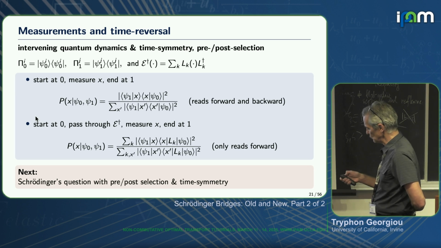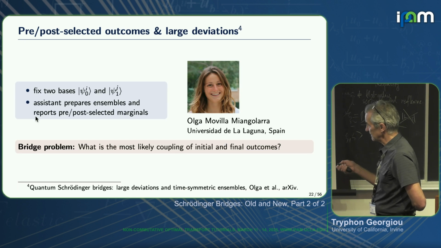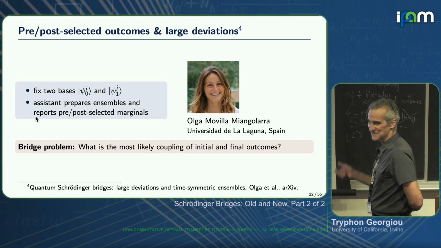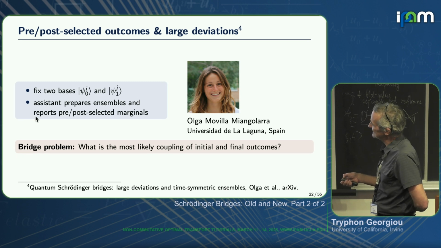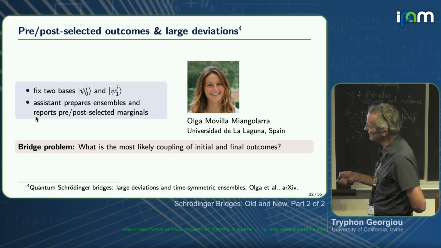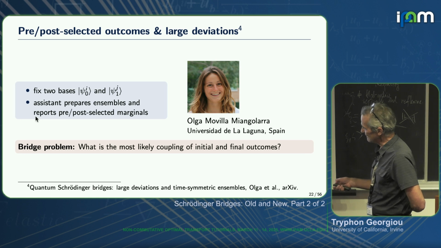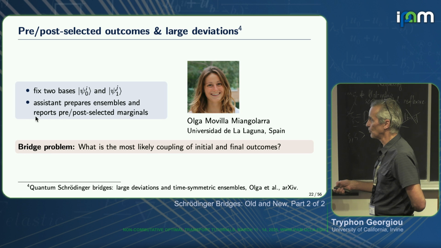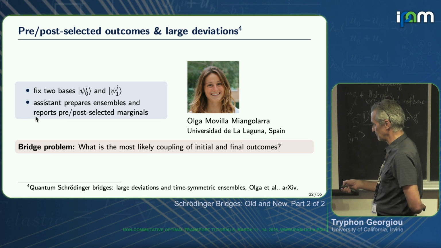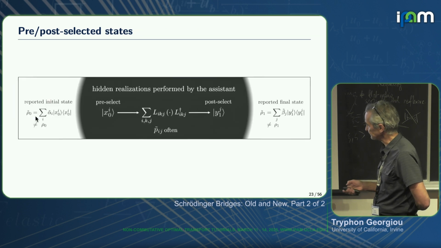So next we're going to deal with this in earnest, and this is work of Olga's, and she can answer questions tomorrow or later. You can discuss more with her. So the whole idea is we fix bases at the beginning and at the end, and we have an assistant who sits in the middle and prepares the ensembles, reports the pre and post-selected marginals, and the bridge problem is to find the most likely outcome.